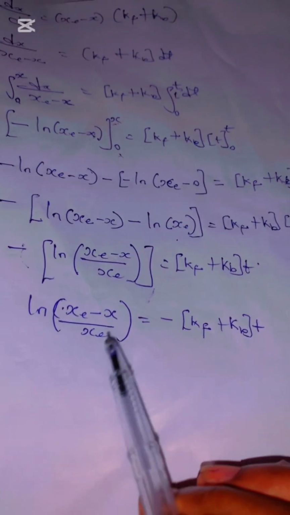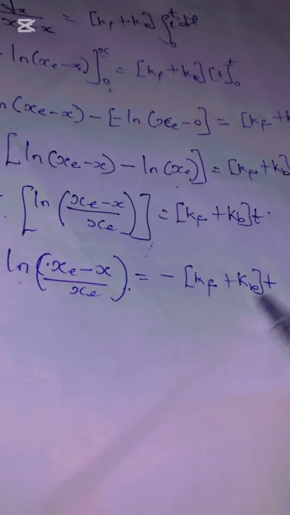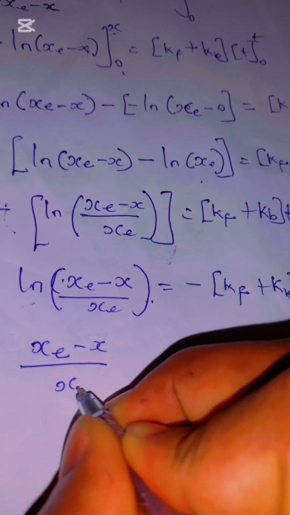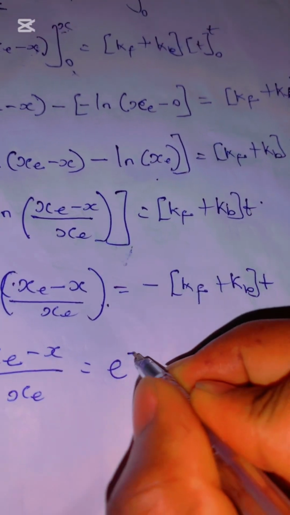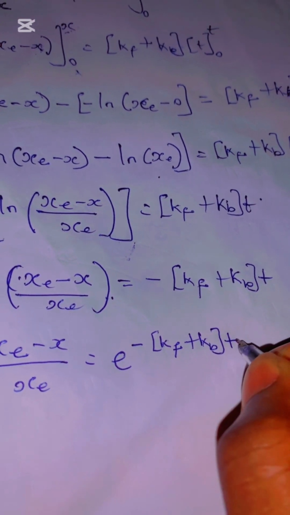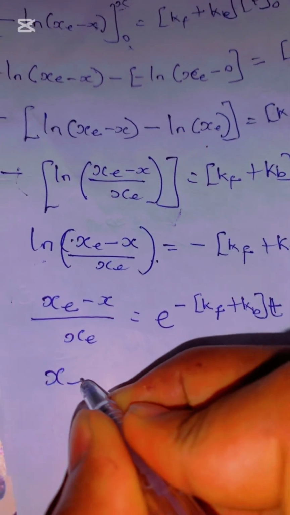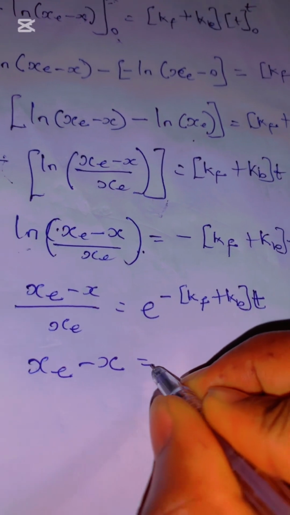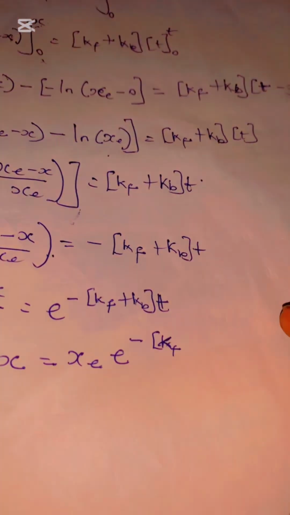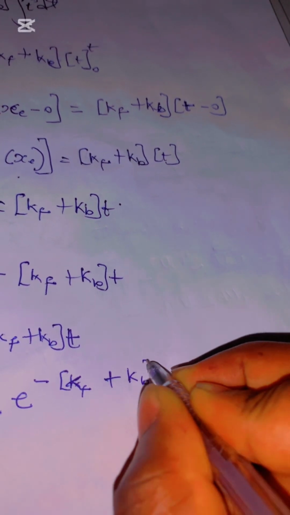Now, don't forget that what they asked us to find is to find x. So what I'm just doing now is make x subject of the formula, because the question asks us to look for x. So bring ln, bring it to this side. So I'm going to have xe minus x over xe is equal to e raised to power minus, we have kf plus kb, and I have my what? My t. This is what I have. So if I cross multiply, I'm going to have xe minus x is equal to xe e raised to power minus, we have kf plus kb, and then I have my t.